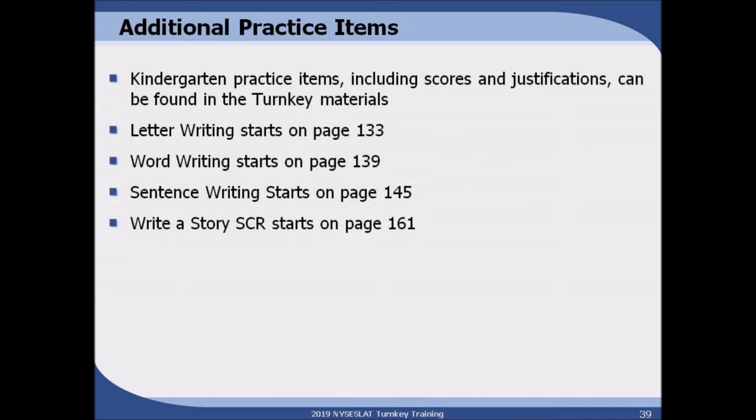Kindergarten writing practice items can be found in the Turnkey materials. You can go through these practice items at your own pace, and these provide an opportunity to practice applying the writing rubrics to additional responses for the 4 types of kindergarten writing tasks. Practice items for letter writing are on page 133 of the Turnkey materials. Practice items for word writing are on page 139. Practice items for sentence writing are on page 145. Practice items for the Write a Story SCR start on page 161. The Turnkey materials also contain the scores and justifications for the practice responses.